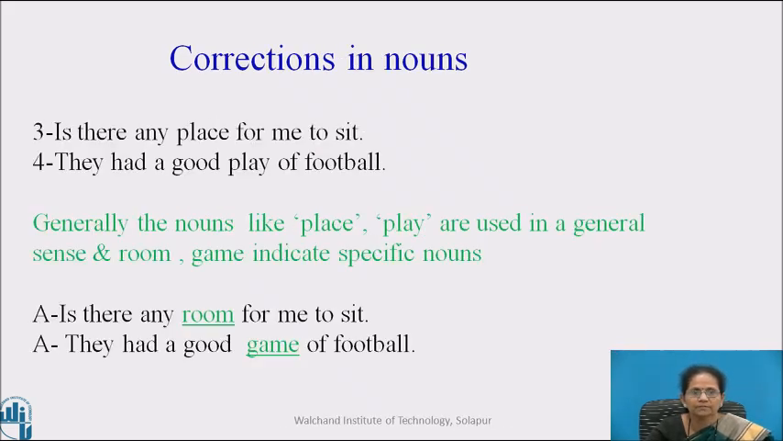See some other examples. Is there any place for me to sit? And the next one, they had a good play of football. Generally, nouns like place are used in a general sense, and room and game indicate specific nouns. That's why: is there any room for me to sit? And they had a good game of football. In these sentences, football is a specific game and room for me means it is specific. That's why room and game are the specific nouns.